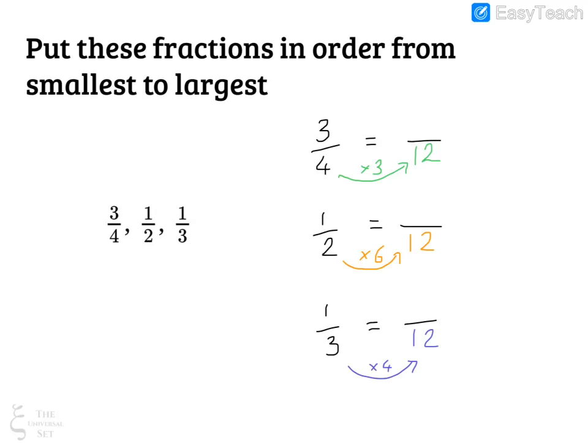Okay, so all of these fractions will have 12 as their denominator, and we just need to work out what these numerators need to be. So let's start at the top. I multiplied by 3 on the bottom, my denominators, so I'm going to have to multiply by 3 on the top. Multiply by 3, and 3 times 3 is 9.